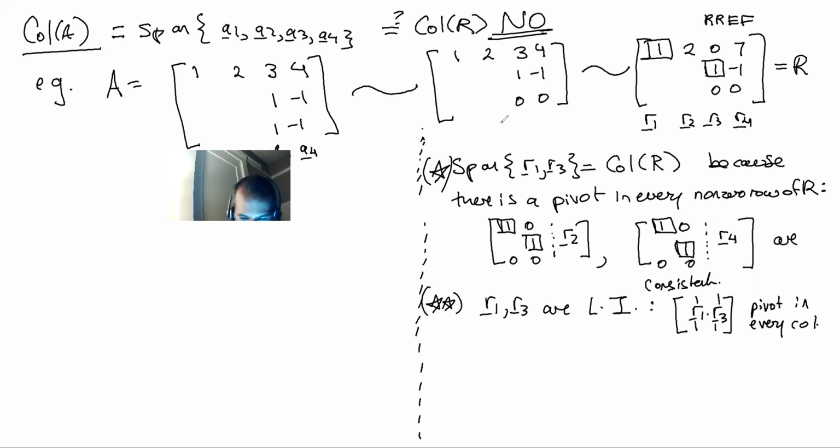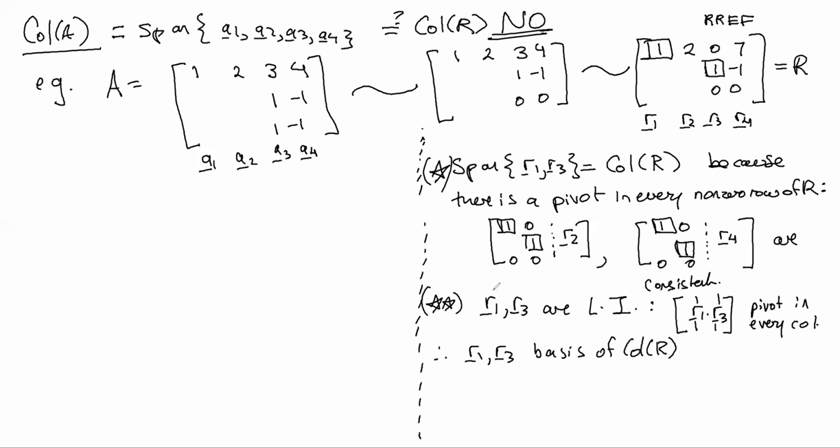So this is a general fact. If you look at the pivot columns, they give you a basis for the column space in the reduced row echelon form. But why is this relevant? We're interested in the column space of A. Right? So now I'm going to do something very sneaky. I'm going to use the fact that the null space of A is equal to the null space of R.